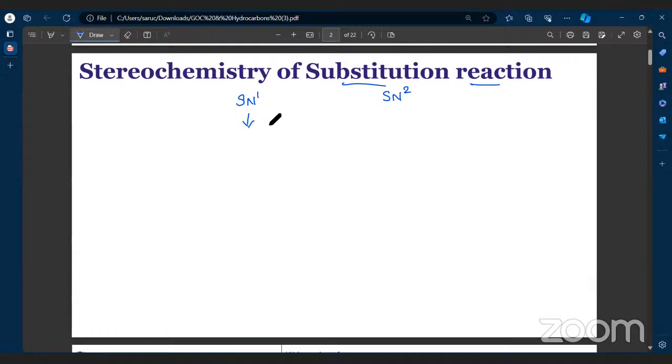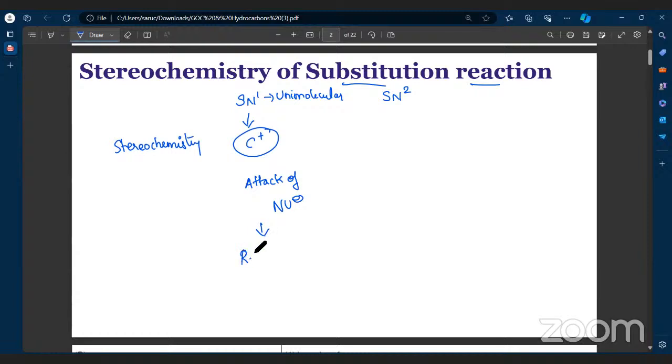What would be the stereochemistry for SN1 reaction? We know that SN1 is a unimolecular substitution reaction. So here in the first step, that is the slow step, only the substrate will be involved. A carbocation will be formed in the first step, and in the second step will be the attack of nucleophile. Since it is taking place in two steps, the configuration will be retention of configuration.